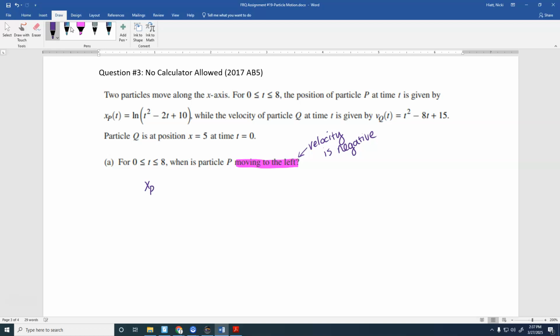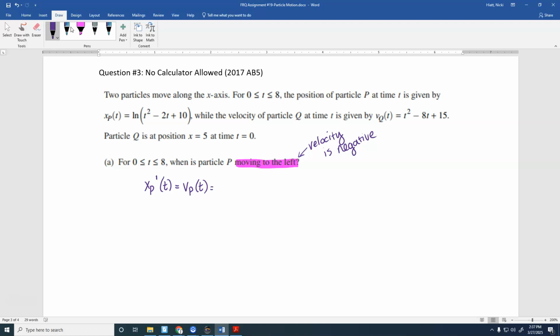So we got x sub P. I'm going to call it x sub p prime of t. I'm going to write this, and then I'm going to call that v sub p of t. I think they're going to accept it even if you only write one of those, but this really clearly lets them know you're taking the derivative of position. You know you're getting velocity right here.